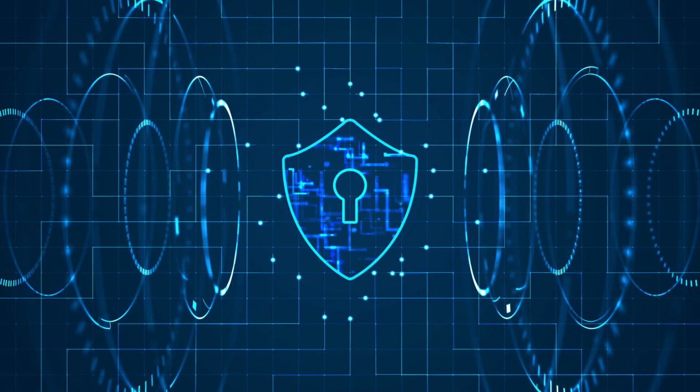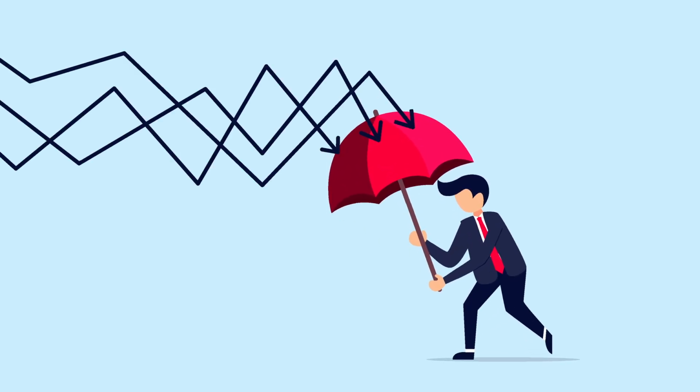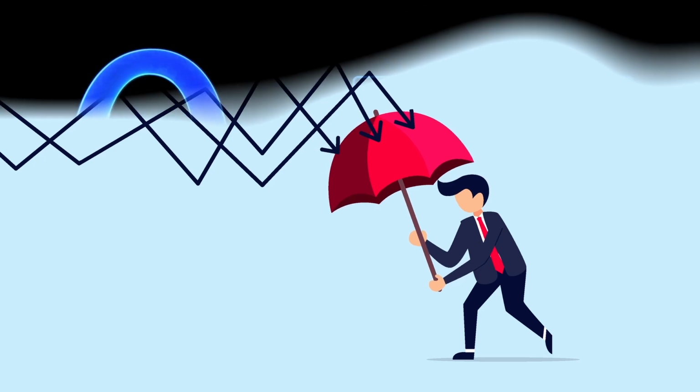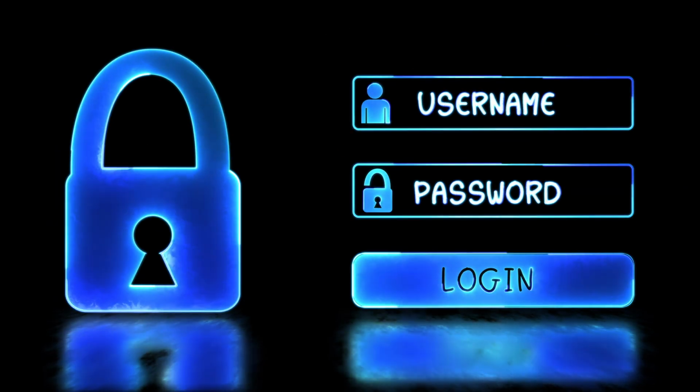Authentication protocols are equally important. They verify the identity of users and devices trying to access the network, ensuring that only those who are authorized can enter. This is your first line of defense against unauthorized access. A basic form of authentication is the classic username and password combination.